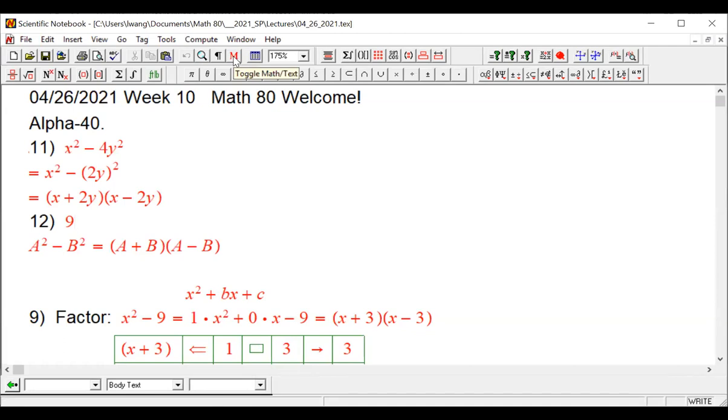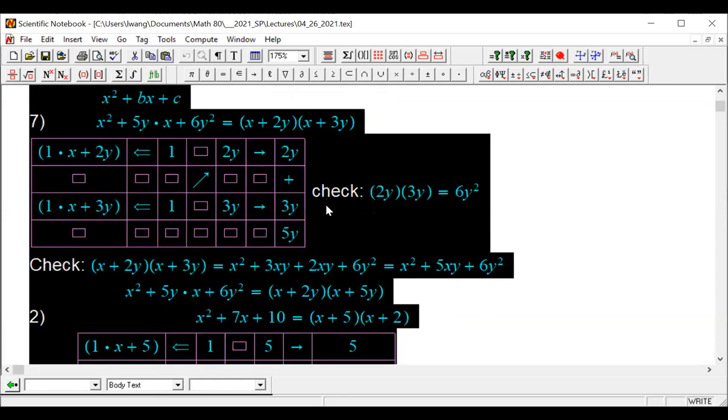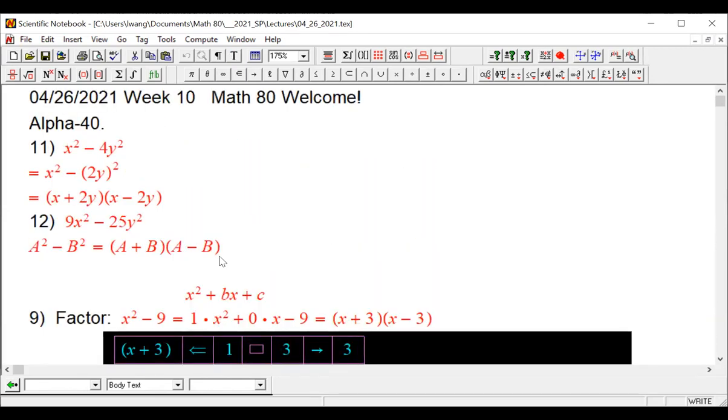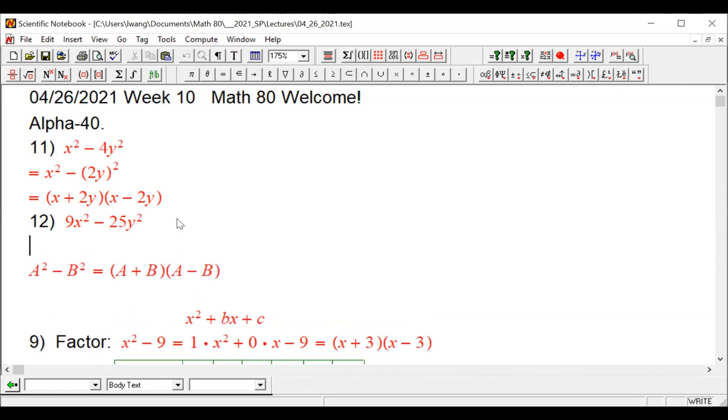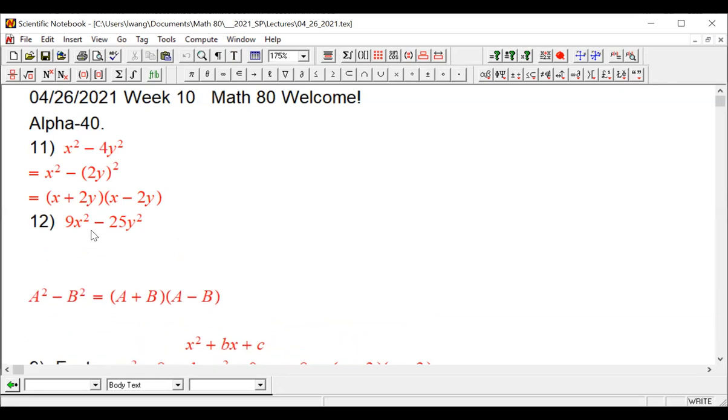Which we have 9x squared minus 25y squared. You can still do the boxes, the way we did it before. But because we recognize that pattern, this can be done much more efficiently.